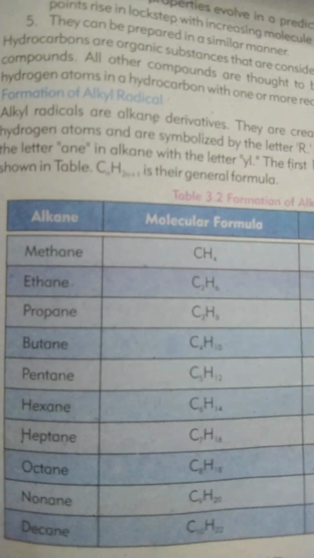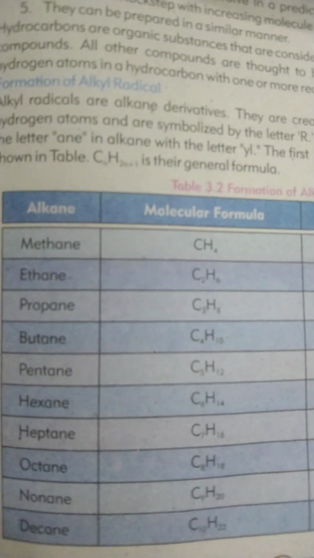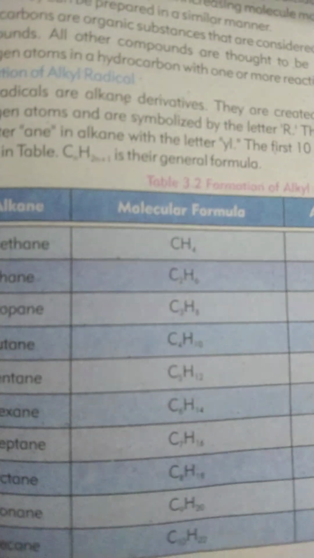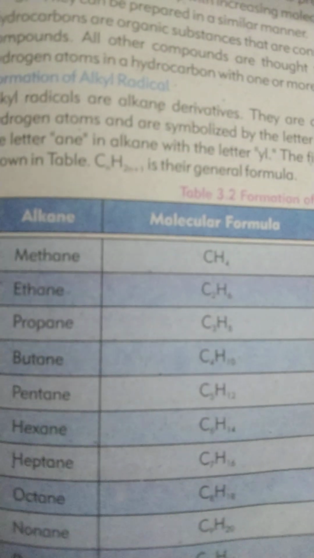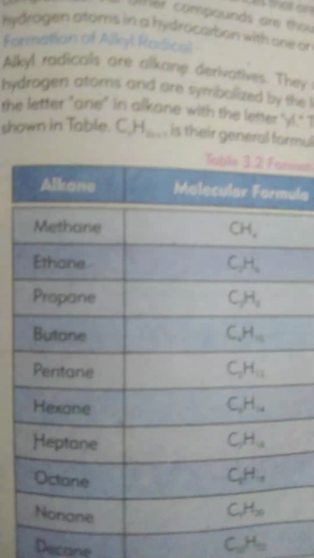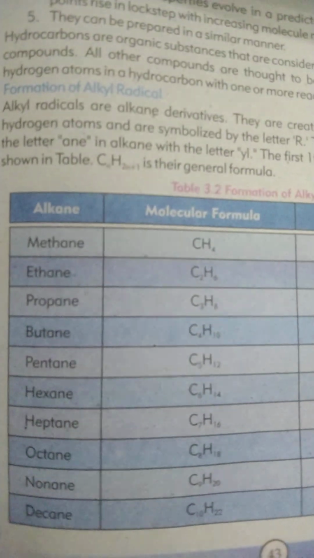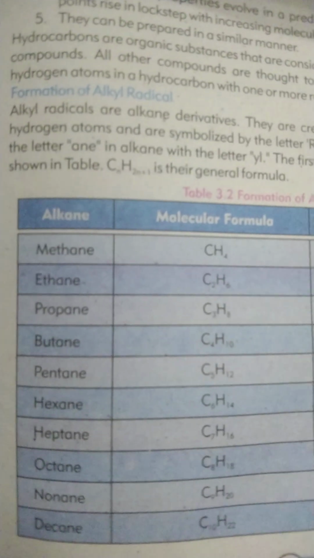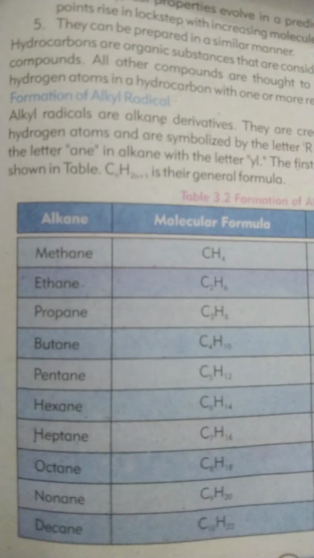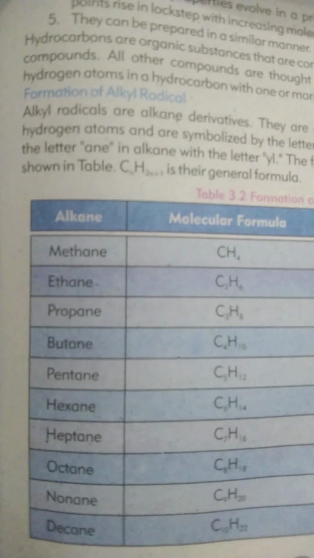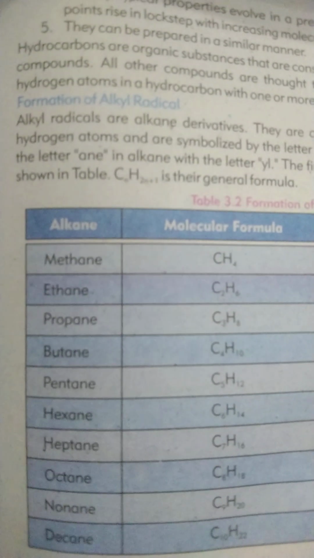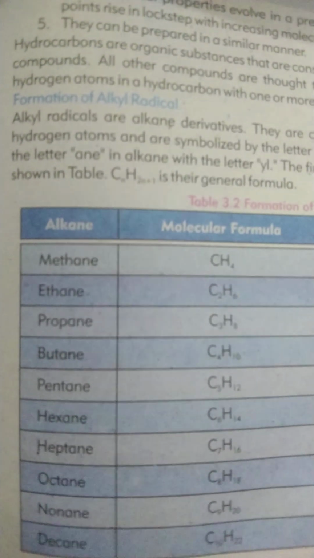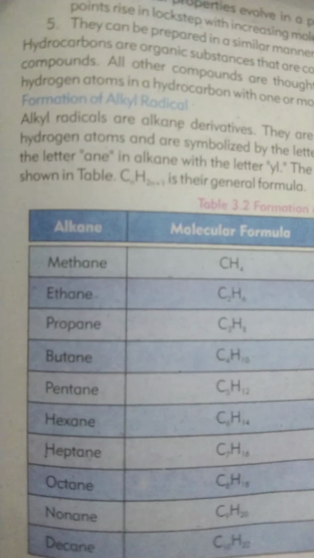Methane, ethane, propane, butane, pentane, hexane, heptane, octane, nonane, and decane all have the same rules applied whenever we change alkanes to alkyl. One hydrogen will be removed, and ane will be replaced by yl. That is the replacement which represents the radicals, and that radical shows that it is an alkyl radical.